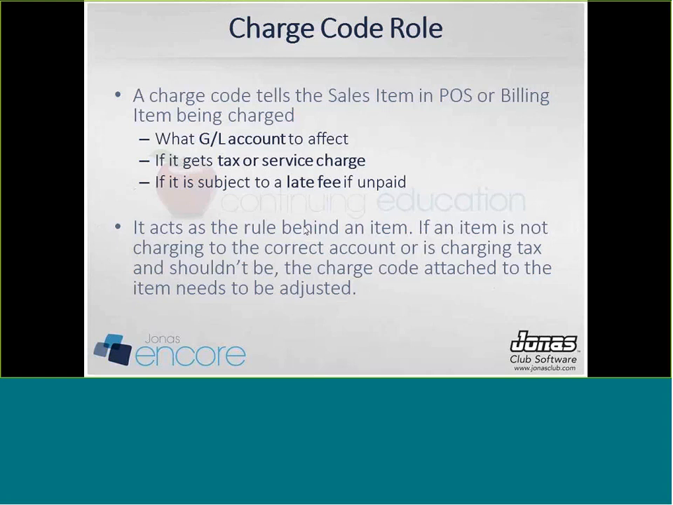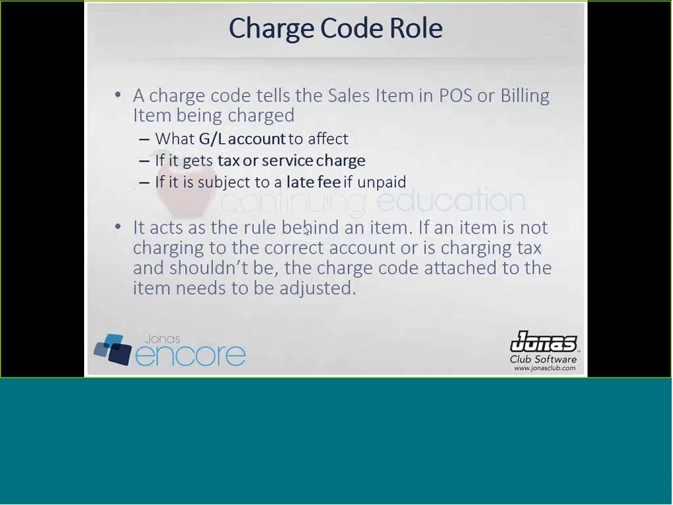So if an item is not charging to the correct account, so if you're running your end of day and you're doing food and beverage end of day and you see tennis income on your GL posting and you're going, I'm running food and beverage, why am I seeing tennis income? This is where there is somewhere along the lines that the charge code is incorrect.